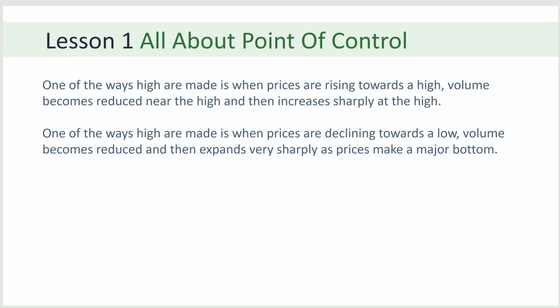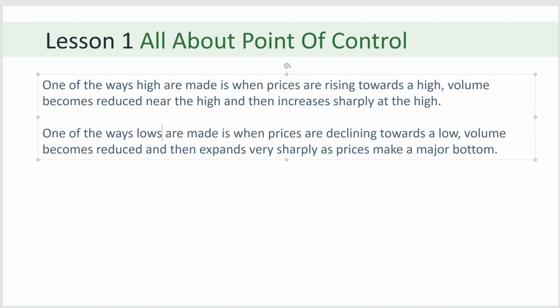And the same is true for the way lows are made. Lows are made when prices are declining towards a low. Volume becomes reduced and then expands very sharply as prices make a bottom. It doesn't always stop and shoot up as a direct V shape for a low, or an inverted V for a high. Rather, oftentimes it just comes in and bottoms out, and you just see a lot of volume. You see price moving sideways at the low before going back up.